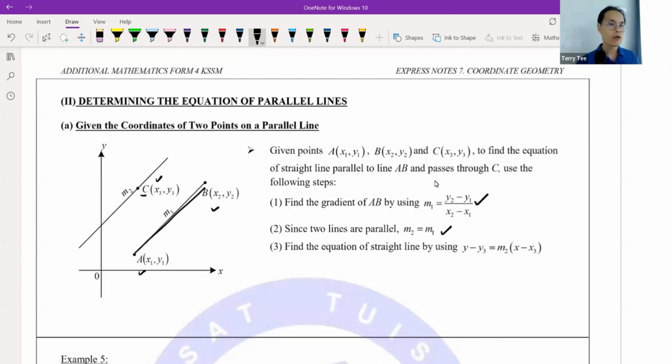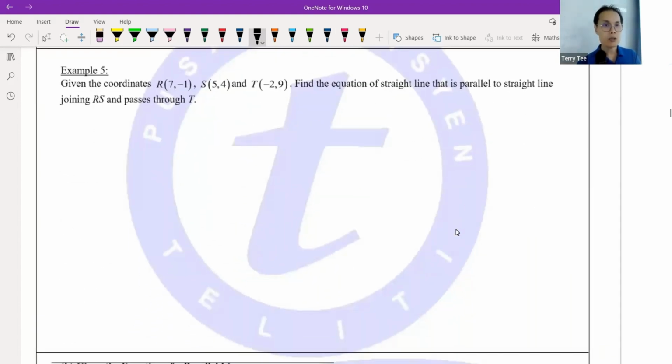Number three, we form the equation of the second line by using y minus y1. In this case, I use y3. y minus y3 equals m times x minus x3. Remember this formula? y minus y1 equals m times x minus x1. Okay, so I'm going to show you one example. Maybe we do a rough sketch.